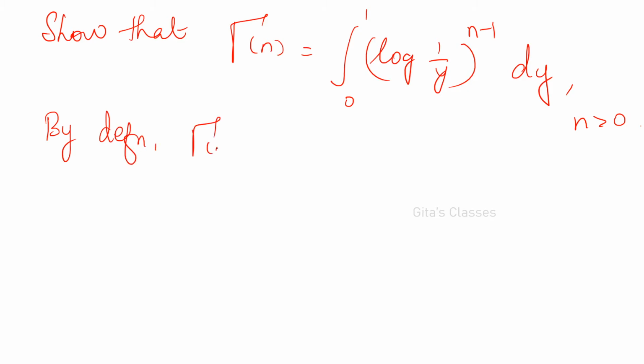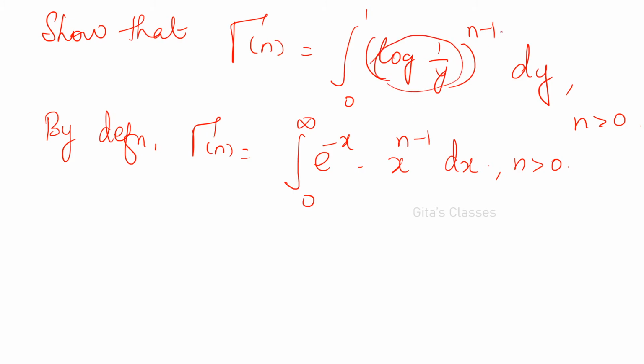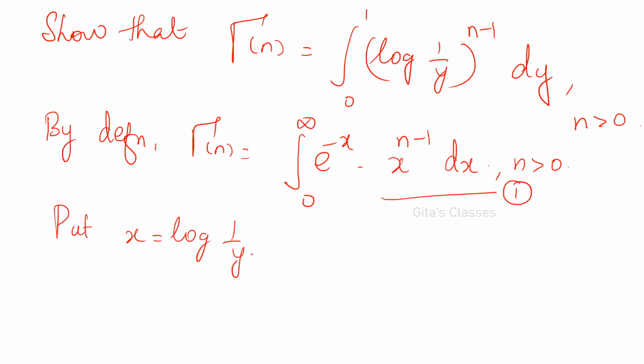gamma of n is equal to integral 0 to infinity e power minus x into x power n minus 1 into dx, right? This is the definition we know, where n is greater than 0. Here you see log of 1 by y the whole power n minus 1. Here I have x power n minus 1. So compare this. So you have to make the substitution. Let this be equation number 1 by definition. Okay. So put x is equal to log of 1 by y.